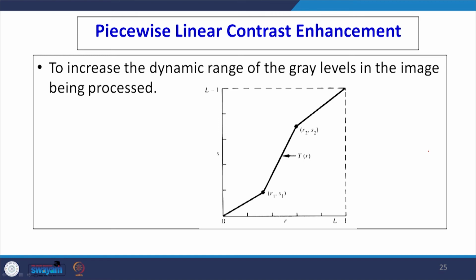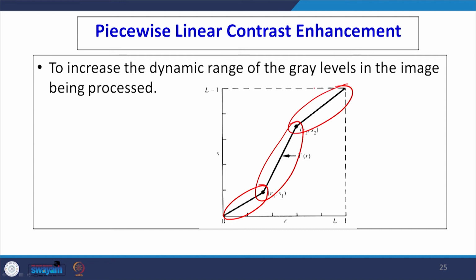The second method here is called the piecewise linear contrast enhancement method, and in the piecewise linear contrast enhancement method, we are doing the enhancement in pieces. So instead of applying the algorithm to the entire image in one go, we are actually doing that treatment to a certain range. So applying, for example, linear enhancement in this range in a slightly different way as compared to the middle range and as compared to the higher range.